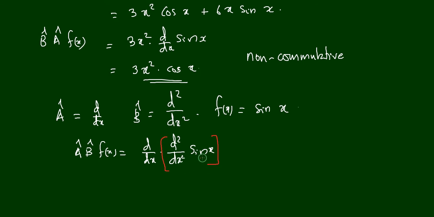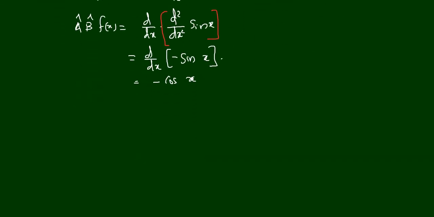What is d²/dx² of sin x? That is the second derivative of sin x, which is equal to minus sin x. So we can write it as d/dx of minus sin x. Now this function should be operated with the left operator, that is d/dx of minus sin x, which is equal to minus cos x.